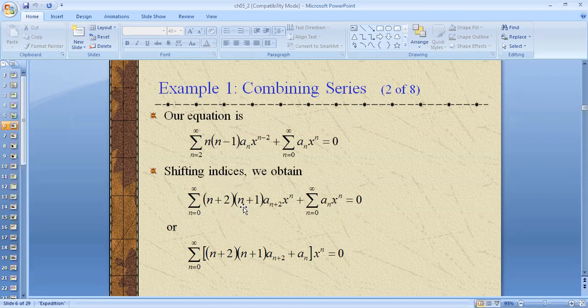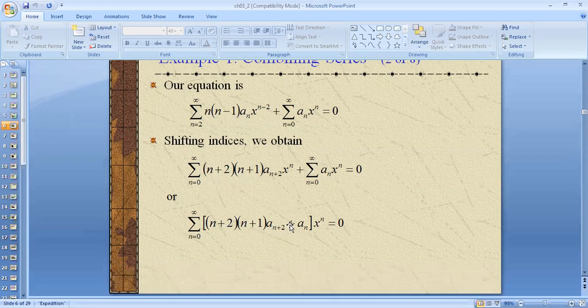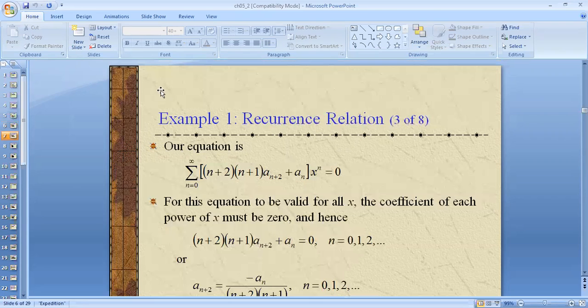So this is the shifting of indices, we obtain summation n equals 0 to infinity, (n plus 2)(n plus 1) a n plus 2 plus n a n, just taking x to the n common from this. This is the power series method, or series solution method, for solving ordinary differential equations of second order. So after this, our equation is this, and this equals 0.